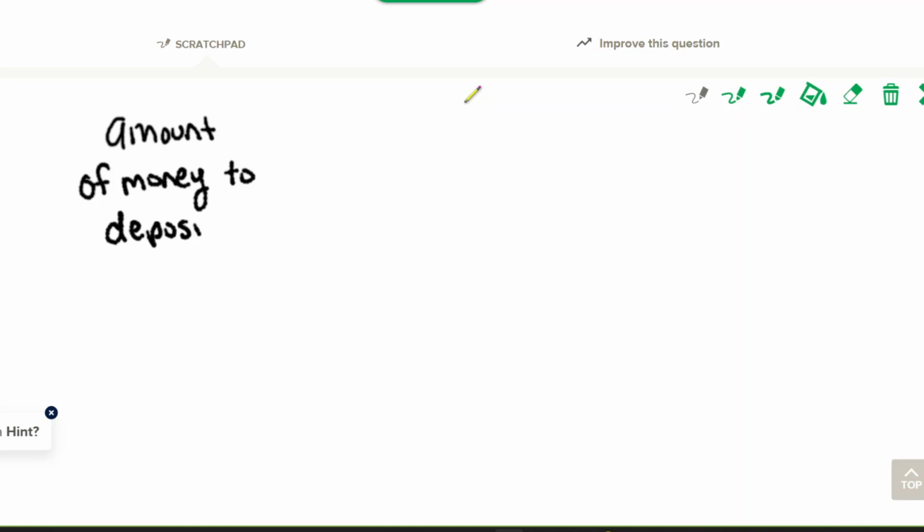I'll just say amount of money to deposit. Well, instead of writing this amount of money to deposit all the time, I'm just going to represent that with a single letter. And I said I was going to represent it with D earlier, right? Okay, so I've identified some quantities, well, just one quantity here.